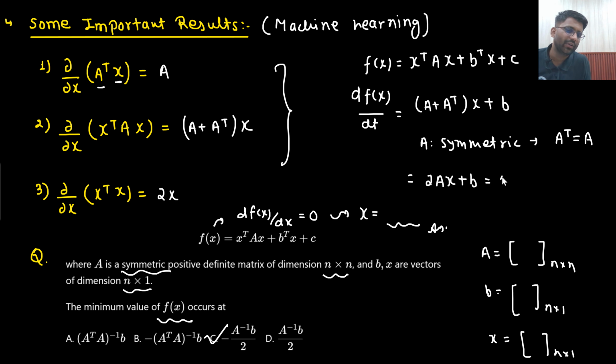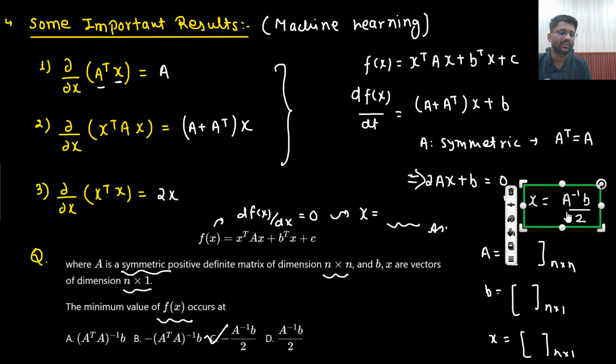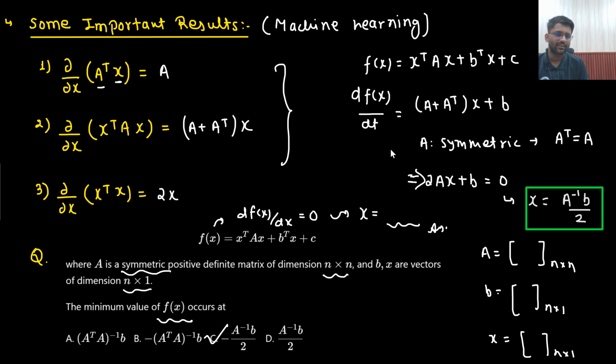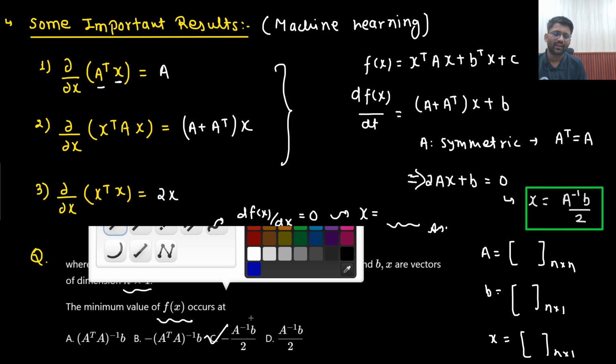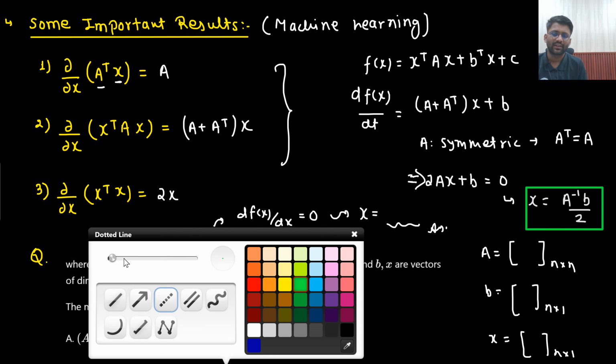So this will become 2Ax plus B, and I need to equate the differentiation to 0. 2Ax plus B equals 0, and the value of x I am getting is minus A inverse B by 2. There you go. 2Ax will be equal to minus B, A inverse goes there, 1 by 2 goes there. So this is the answer. Ideally it should have been solved in this manner. This was method 2.